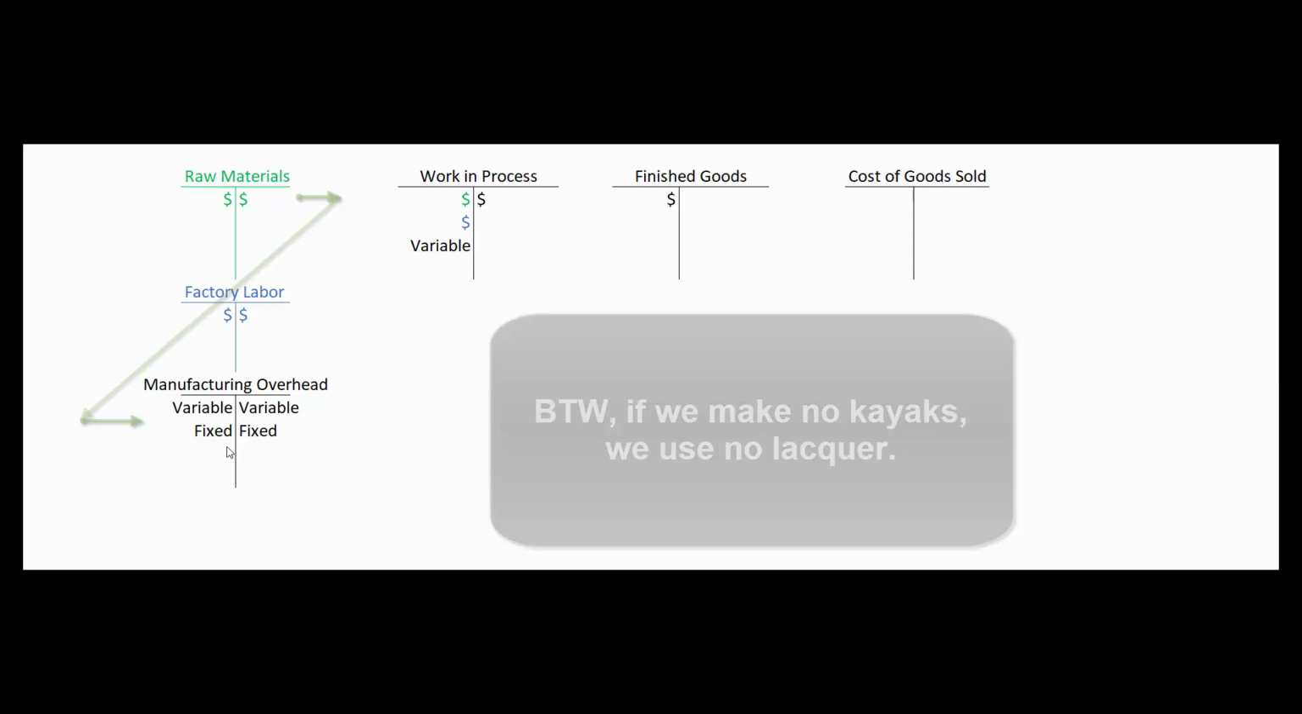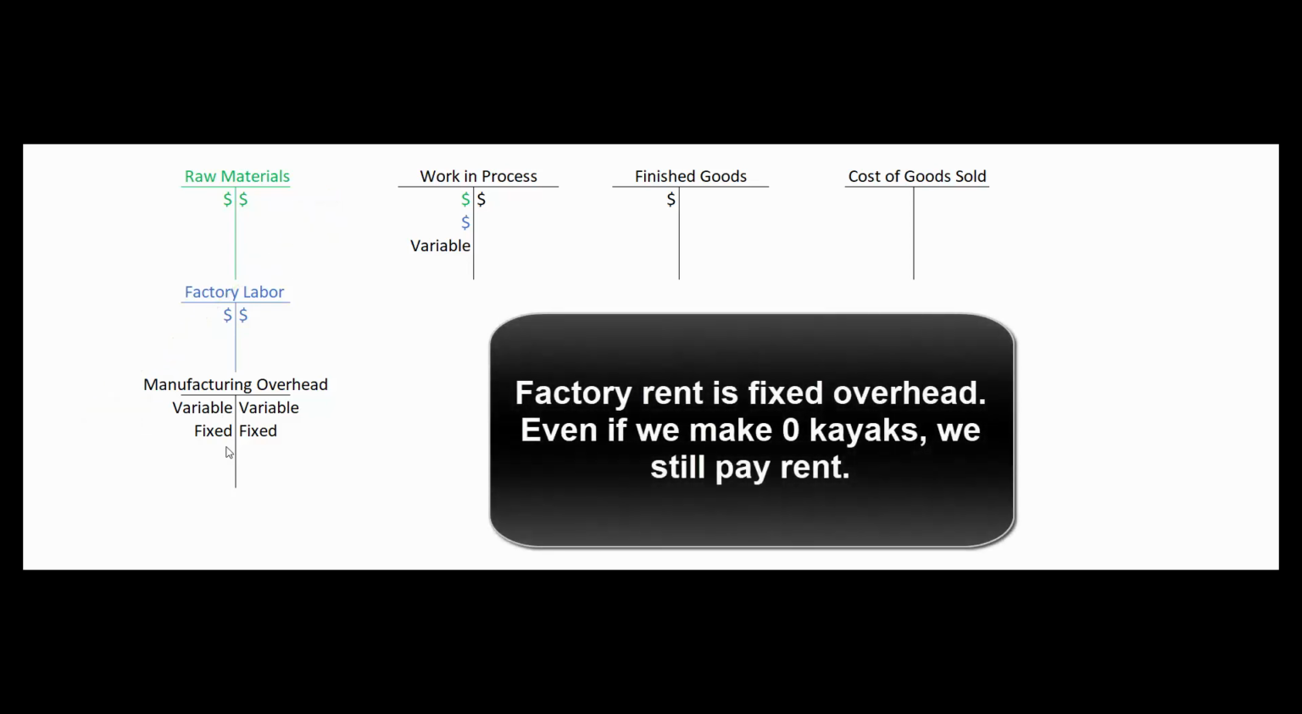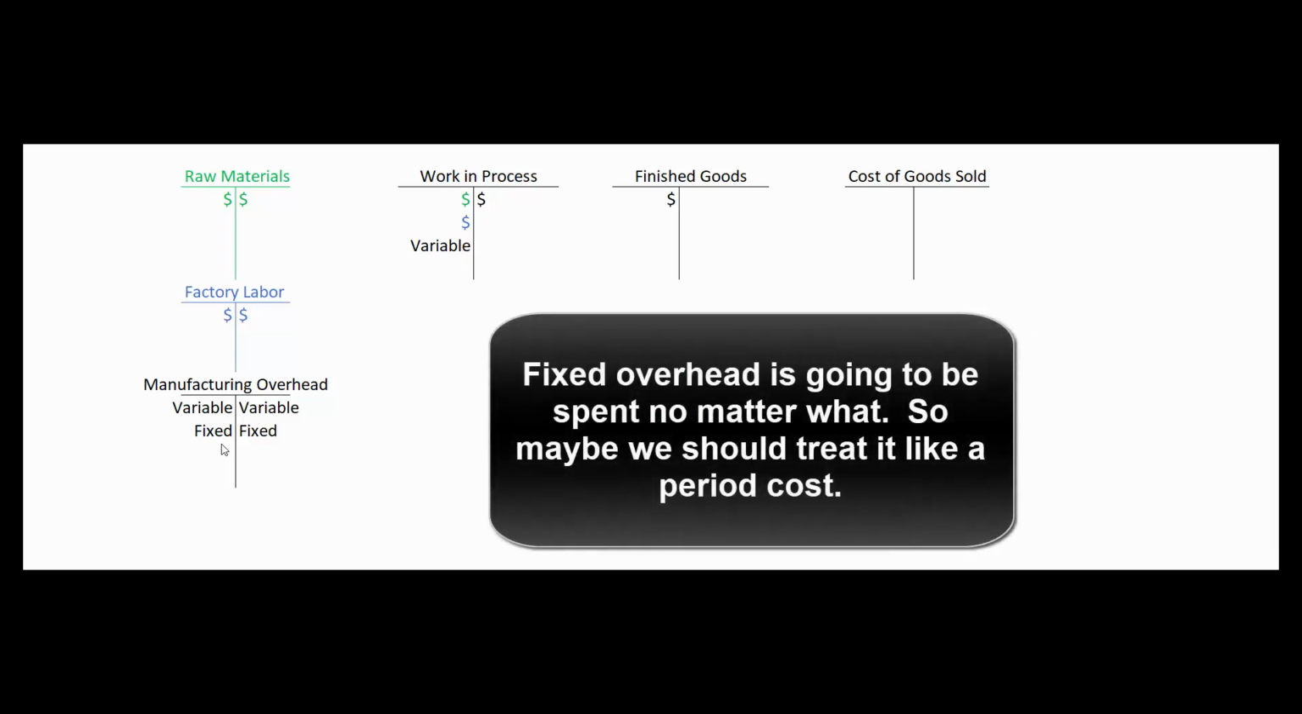And then we also have fixed overhead, like the rent on the factory. So if we don't make any kayaks at all, there'll be no variable overhead, but we will still spend money on the factory rent, and that's the whole point. Fixed overhead we're going to spend whether we make 0 units or 10 million units. So maybe we ought to subtract that.